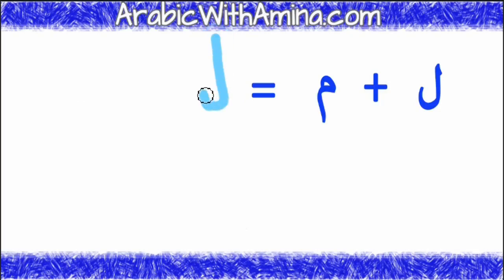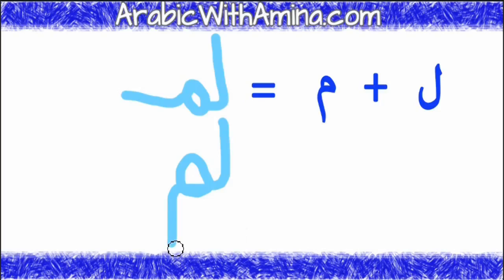Now I'm going to be showing you how some letters are written when they are next to each other, some specific letters. Our first example is going to be the letter lam plus the letter mim. If we were to write it the way we know, we would write it with the lam and then the mim after it. And then finish off the word, or if that was the end of the word, we would end it like this.